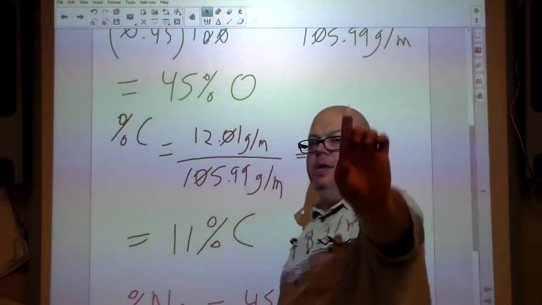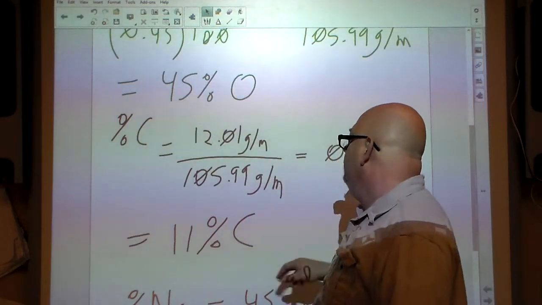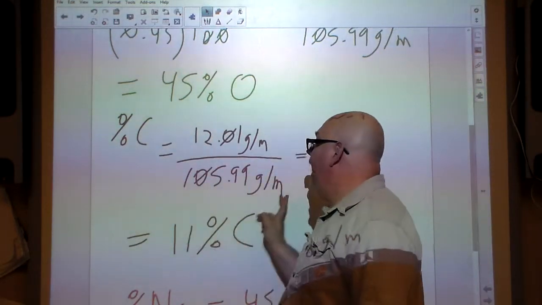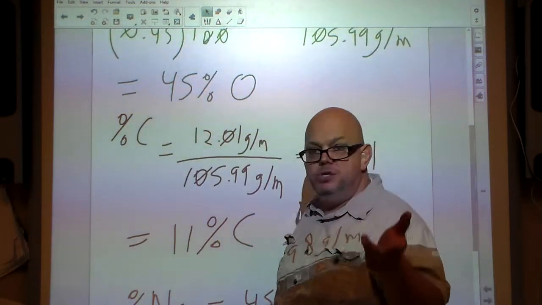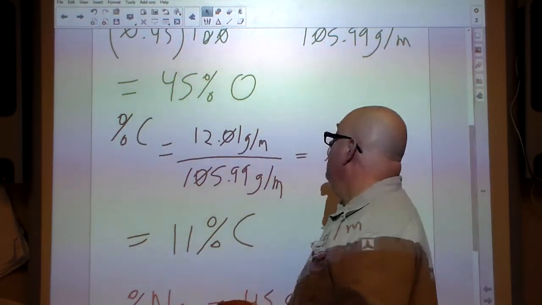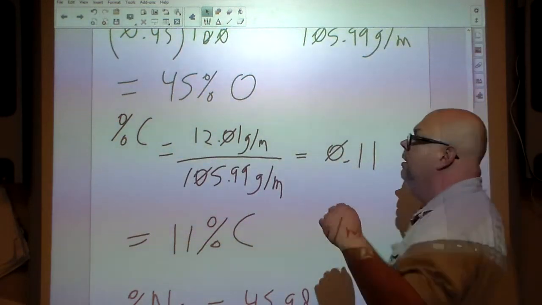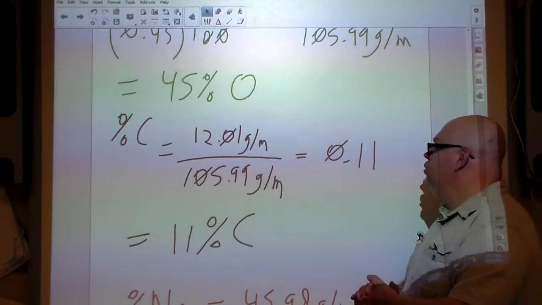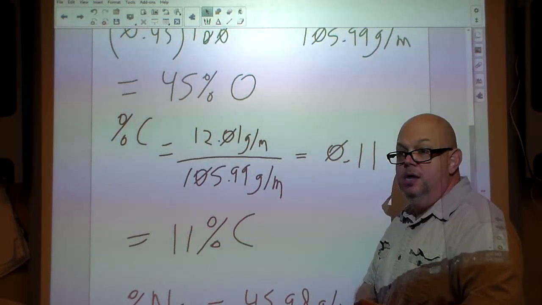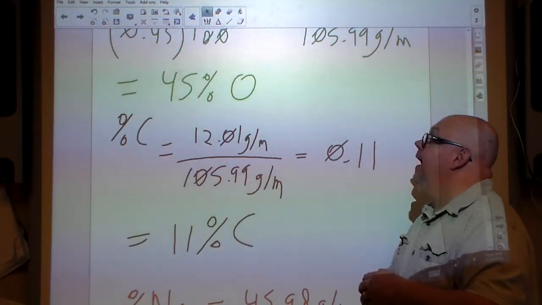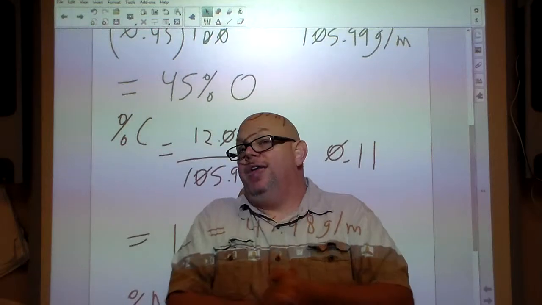Okay, well, what about the carbon? We have one carbon in the formula, and that's 12.01 grams per mole. We take that and divide it by how many grams there are in a mole of Na2CO3, or sodium carbonate. We divide that out and we get 0.11, which if you multiply by 100 gives us 11% carbon.